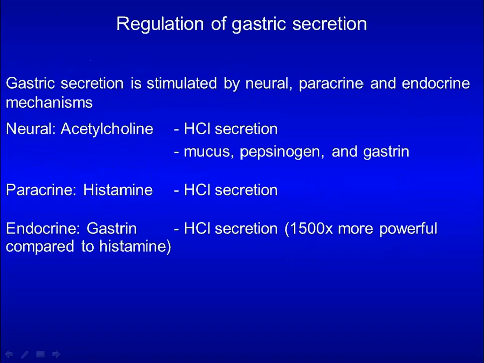Gastric secretion is stimulated by three mechanisms. First, neural mechanism. It works through acetylcholine and increases secretion of hydrochloric acid, mucus, pepsinogen, and gastrin. Second mechanism is paracrine mechanism. It is mediated by histamine. Histamine increases hydrochloric acid secretion. Third is endocrine mechanism. It is mediated by gastrin. Gastrin increases hydrochloric acid secretion far more potently than histamine.